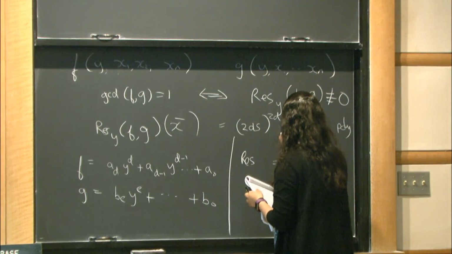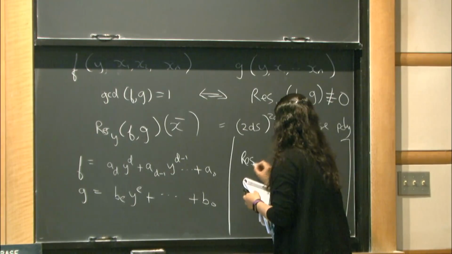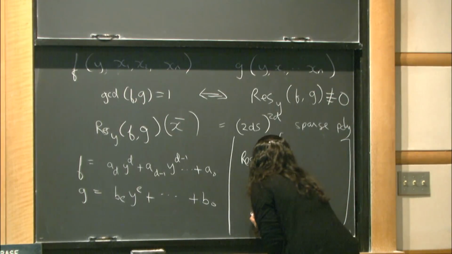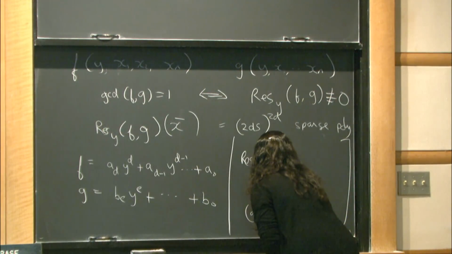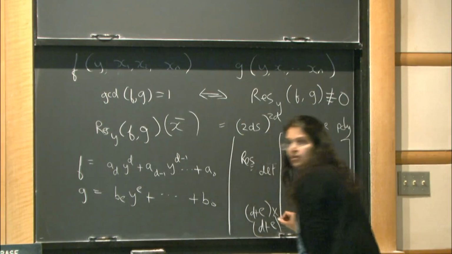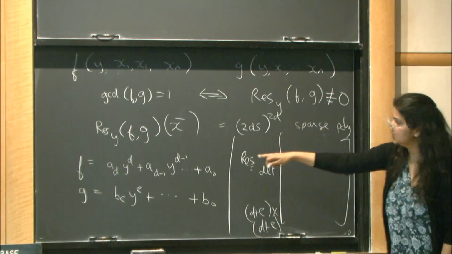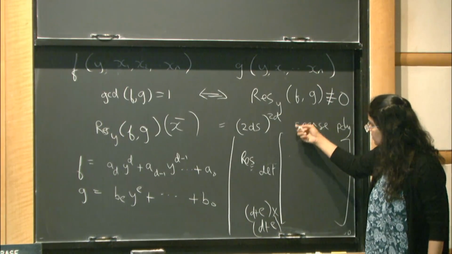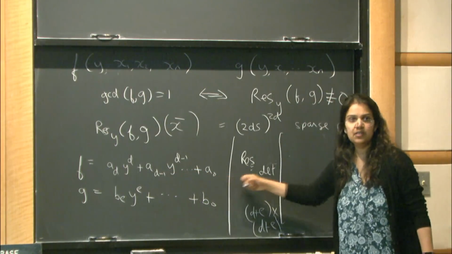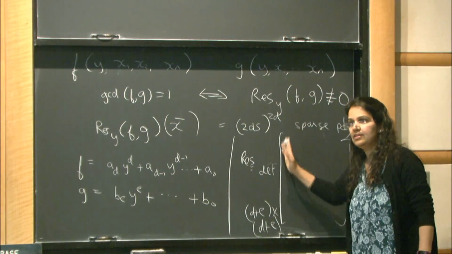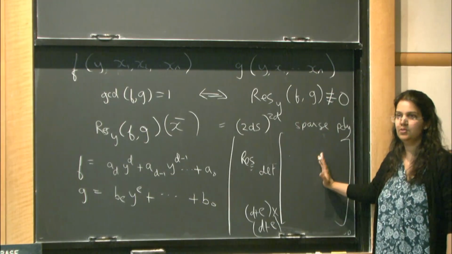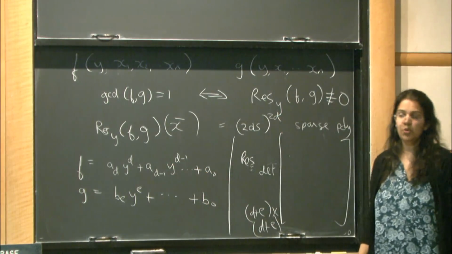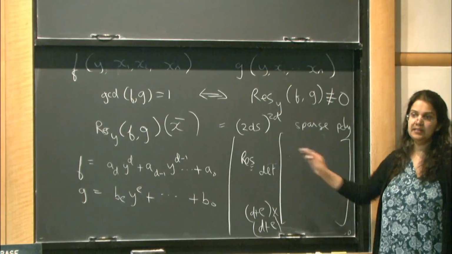is this big matrix. It's a determinant of a big matrix. It's a d plus e by d plus e matrix, and each entry of the matrix is one of these coefficients of these polynomials. The first column will be all these coefficients followed by some zeros. The second column is some shift of the first column, and so on and so forth. So each entry is either 0 or one of these coefficients. And you take the determinant, that's called the resultant.